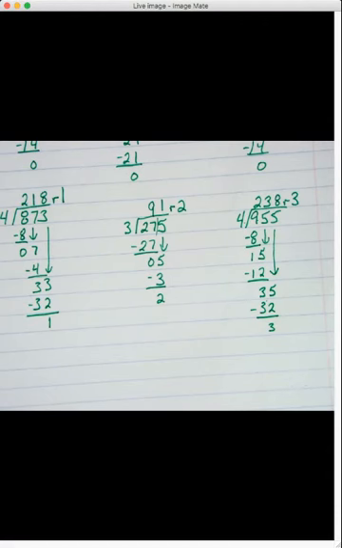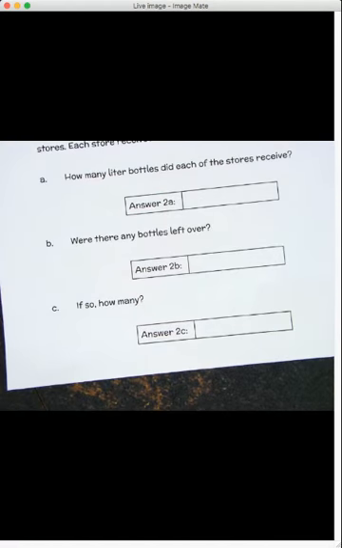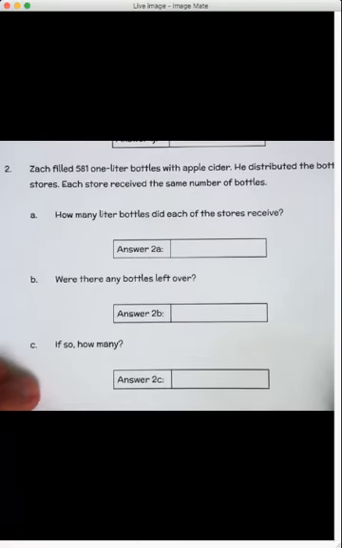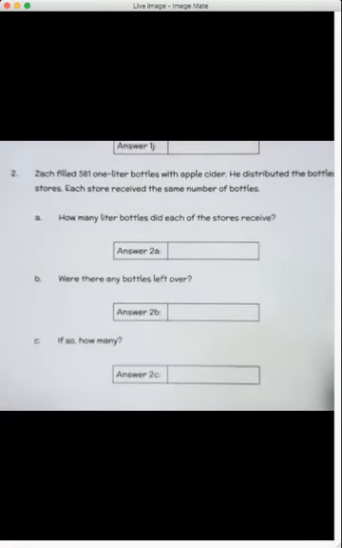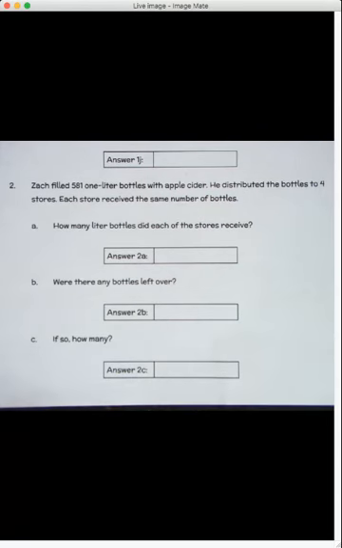Okay, I'm going to switch piece of paper now. Excuse me. And we're going to look at a word problem. You'll have one word problem on your assignments today as well, your homework assignment. So this says, let me zoom out just a little bit. Zach filled 581 1-liter bottles with apple cider. He distributed the bottles to 4 stores. Each store received the same number of bottles. Okay. How many liter bottles did each of the stores receive?